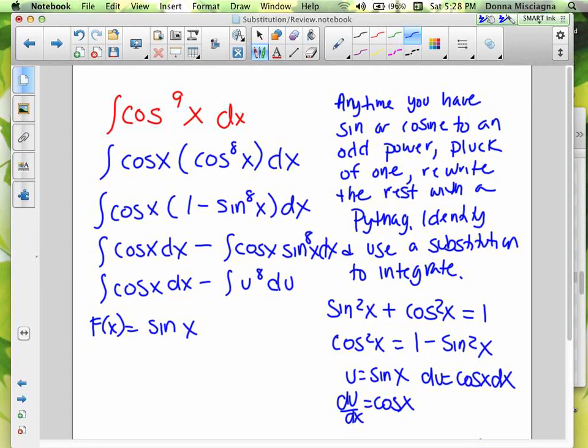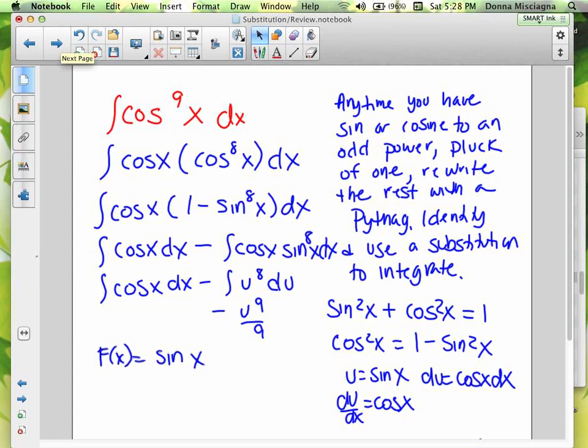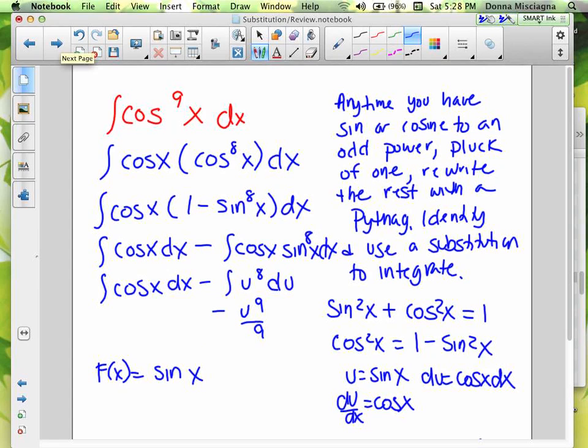And then u to the 8th, that's just going to be u to the 9th divided by 9, right? And then I'm just going to put that down here. I didn't want to put the u's with my f of x. So f of x equals sine x minus, I'm going to replace that u with what it stands for, and it stands for sine x, so sine to the 9th x, all over 9 plus c. And now we're done. See? Not too bad.